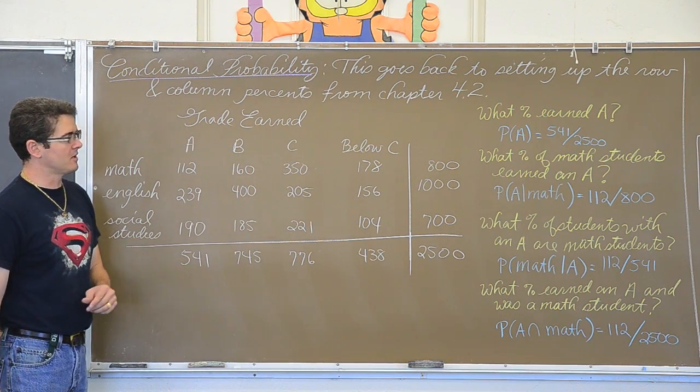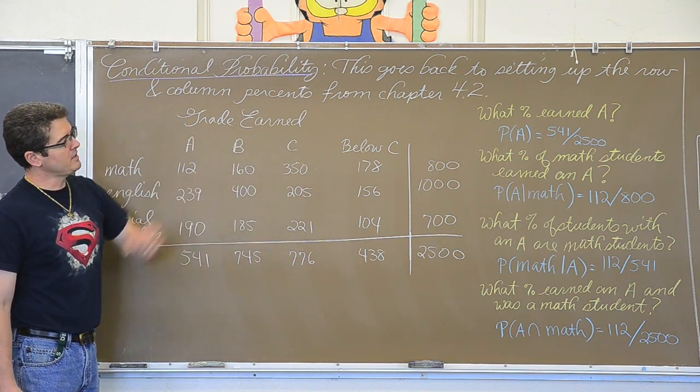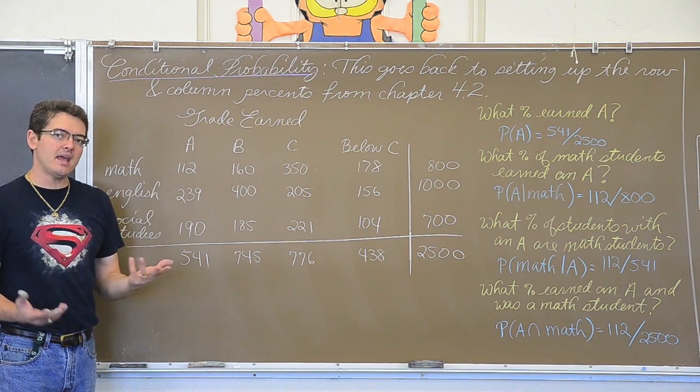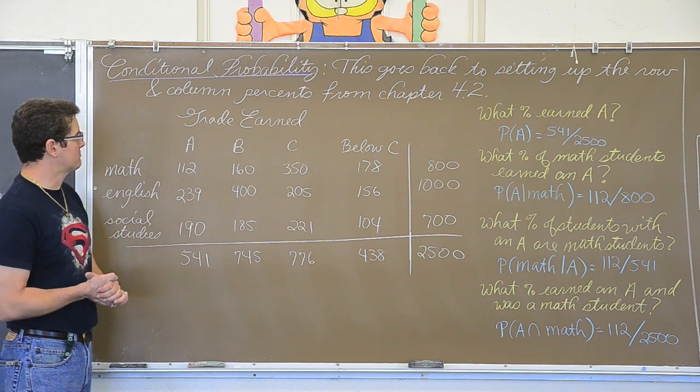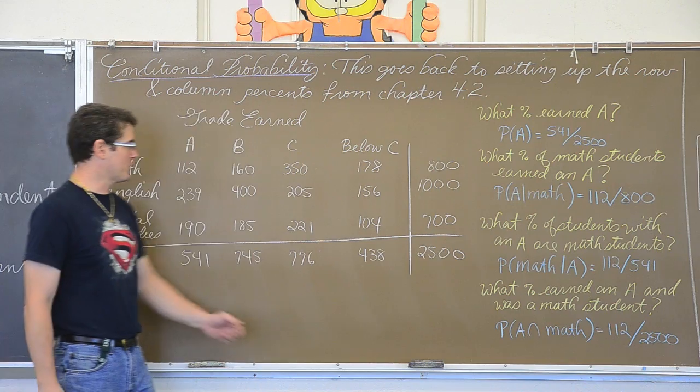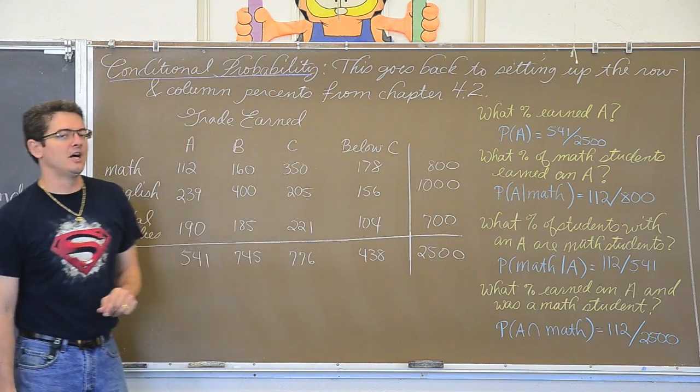From this two-way table, let's answer some questions. What percent of the students have A's in general? No condition given, just what percent have A's? Well, that's 541 divided by 2,500.